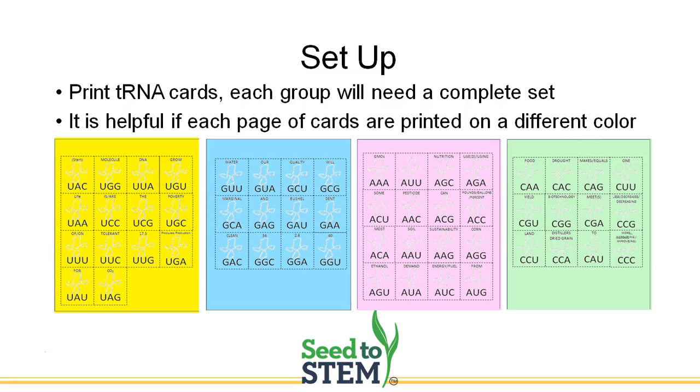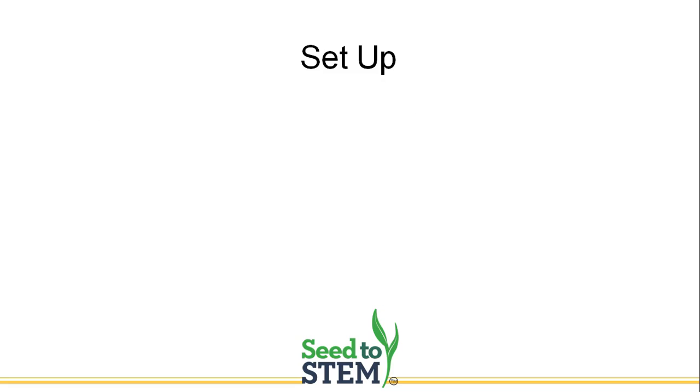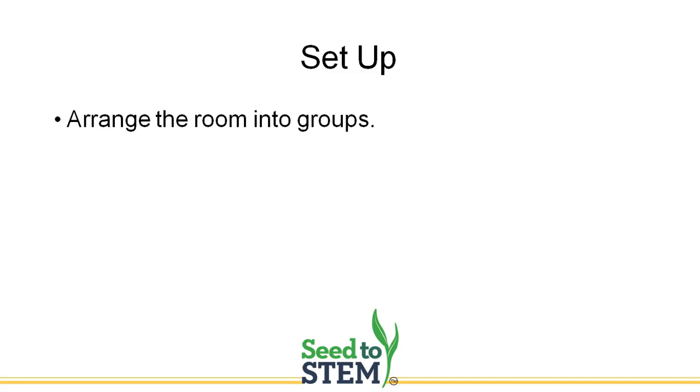Now we will discuss the setup for this activity. First, print a complete set of tRNA cards for each group. It is helpful to use a different color for each page. The anticodons on each page all start with the same letter. In this case, all those starting with U would be yellow, G's blue, A's pink, and C's green. You can have the students cut these out, or if you have time and a paper cutter, you can quickly cut them out yourself.